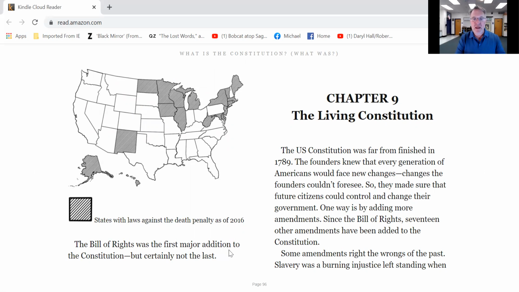The Bill of Rights was the first major addition to the Constitution, but certainly not the last. So there are 10 separate amendments that were all grouped together and called the Bill of Rights. And they are additions to the original Constitution, which was mostly focused on how the government would be run, the three branches of government, who can run for office, how long they can be in office, etc. It really didn't talk much about what government should do with these three branches of government. The Bill of Rights does talk about that in detail, about how the government should act towards its citizens.